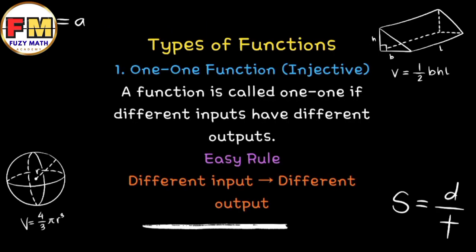Now, types of functions. In this segment, we will study about types of functions. First is one-one function. This is also called injective. Its definition: a function is called one-one if different inputs have different outputs. Easy rule: different input, different output.